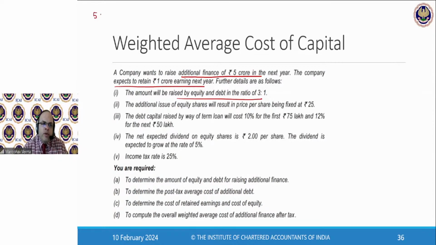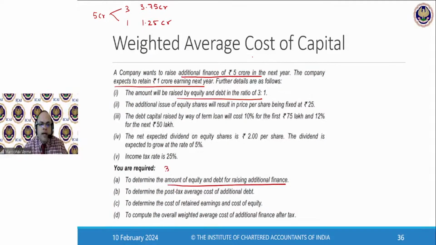So if I have to raise 5 crores, we are talking about 3:1. That means we are talking about 3.75 crore and 1.25 crore. This is what the majority of the students are giving as the answer. But I somehow feel that it is not the complete answer. Everyone is saying 3.75 and 1.25. The question is the amount of equity and debt for raising additional finance.